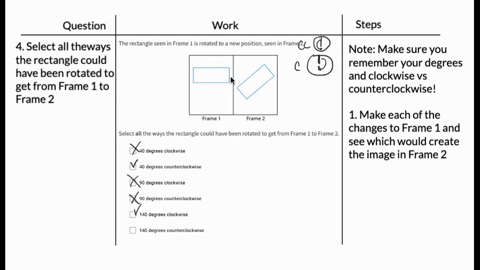Whereas if we were doing it the other way around and we were taking it 140 degrees counterclockwise, it would take this here and it would go not all the way to 180, so it would give us a rectangle going this direction, which would not be the same image in frame 2. So our two correct ones are 40 degrees counterclockwise or 140 degrees clockwise.